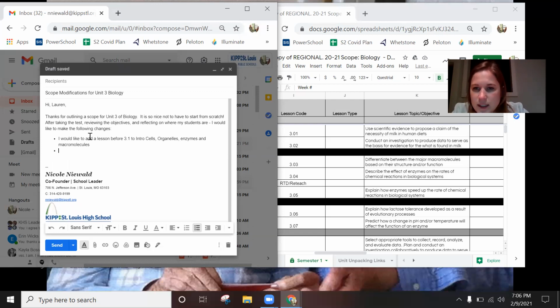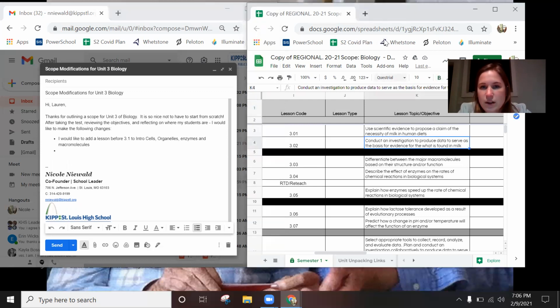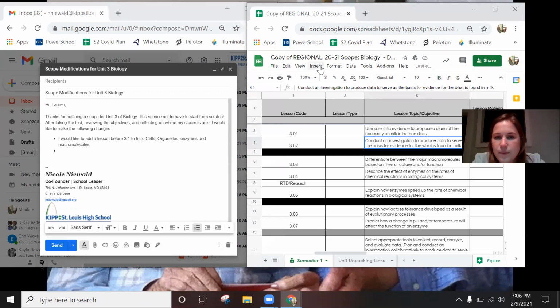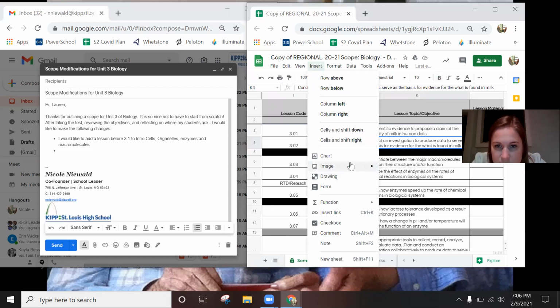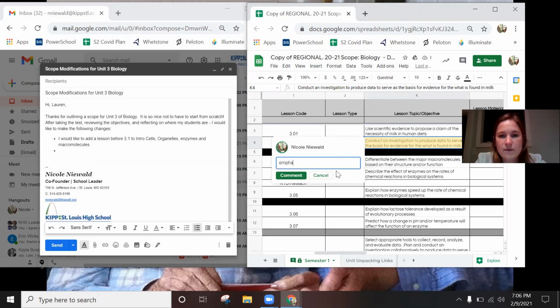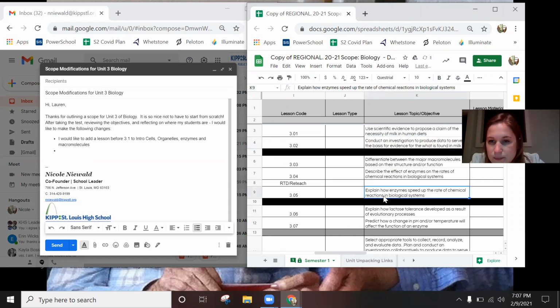Okay. Conduct an investigation to produce data to serve as the basis for the evidence for what is found in milk. Okay, so this is a really great opportunity to talk about IOD, which is a CCRS standard that I know my kiddos need to work on. So I'm going to insert a comment and remind myself to emphasize IOD so that they can look at data in different charts. Great. Differentiate between the major macromolecules based on their structure and function.